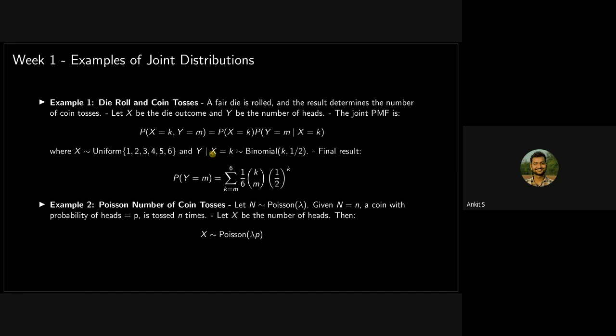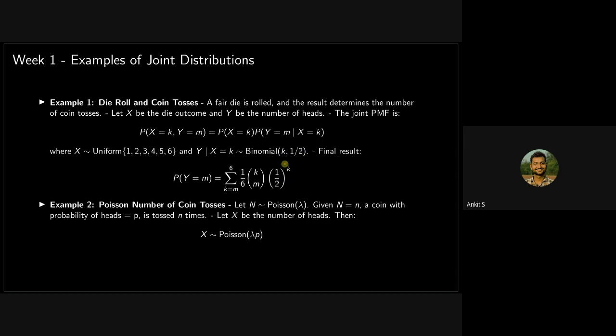Suppose the value that comes by rolling the die is 4, then x equals 4, and we are tossing the coin 4 times. So how many times will we get heads when we toss the coin 4 times? It will obviously be represented by a binomial random variable with n equal to k.